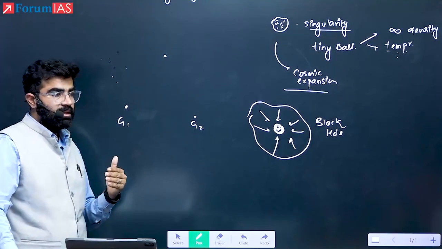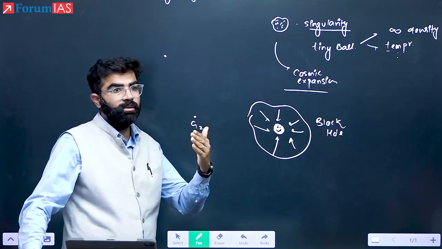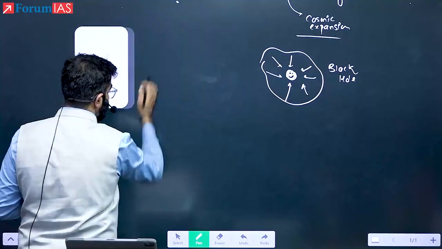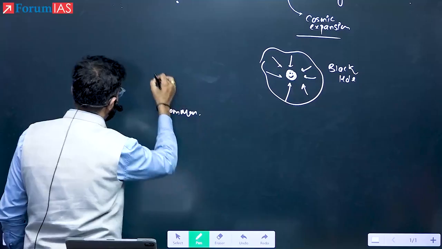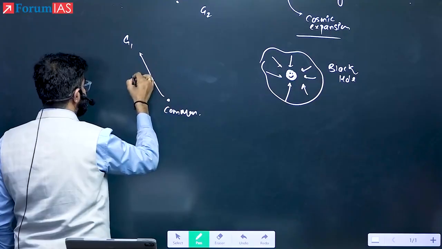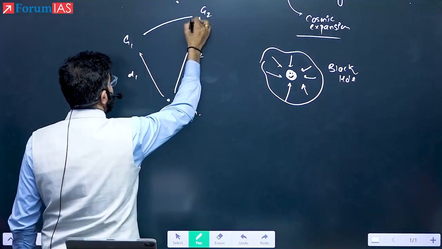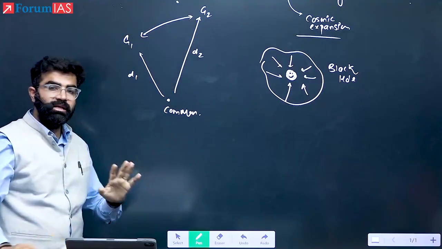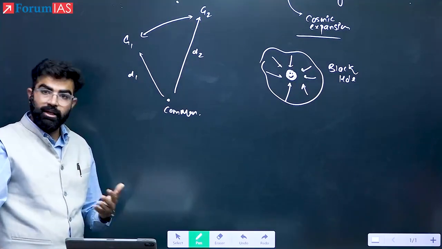So what is redshift? The galaxies are moving not only away from each other, but also away from a common point. For example, from this common point, G1 is here, the galaxy 1, and G2 is here. G1 is at a distance of D1 and G2 is at a distance of D2. Not only are they moving away from each other, but also from a common point. It means the universe is expanding in all directions, right?